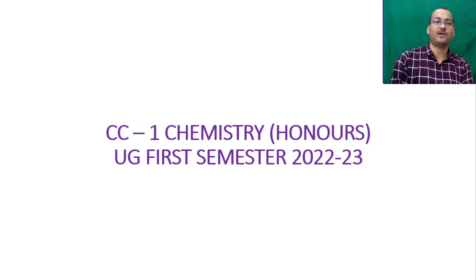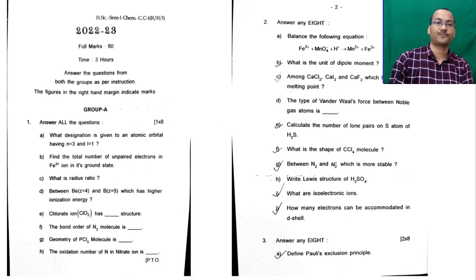So now we'll talk about paper CC1 Chemistry Honors students for UG first semester for the academic session 2022 and 23. So this is the question that came in the year 2022-23. So here you have maximum full mark for paper 1, 60 marks, and this question has 4 parts. In part 1 you will get each question 1 mark.